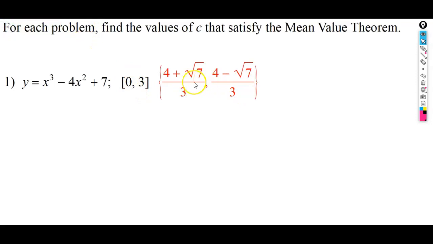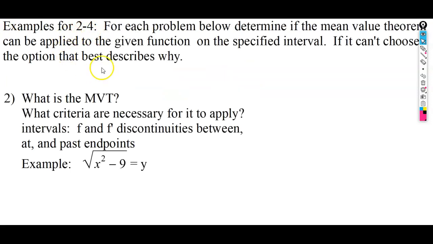Yeah, they included both. But just be aware, sometimes you'll get 2 answers and one of them is not on the interval, so you'll discard that particular answer. Move on to the next one. So I'm going to do a couple of examples for you guys for numbers 2 through 4. For these problems, what we're going to try to do is see, does the mean value theorem apply? And if it can't, we want to explain why.